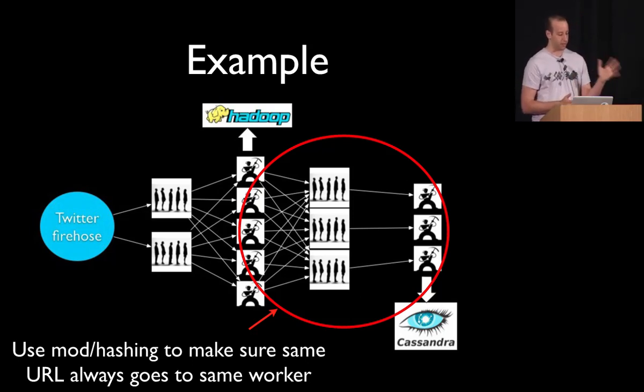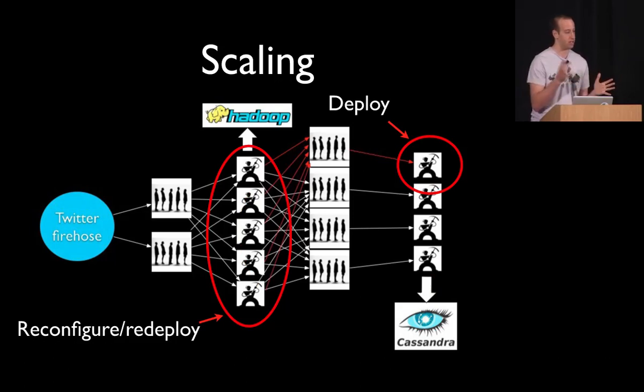Now, the way that we implemented this to make sure the same URL always goes to the same worker is when the first set of workers is passing the message to the second set of workers, they do mod hashing on the URL to choose the worker to go to. So basically, every worker has its own queue and only reads from that queue.